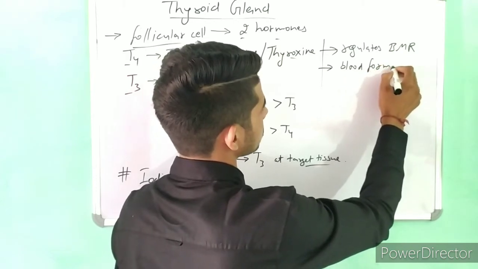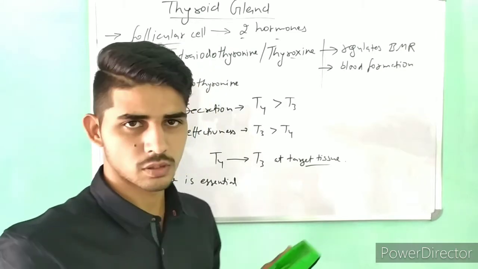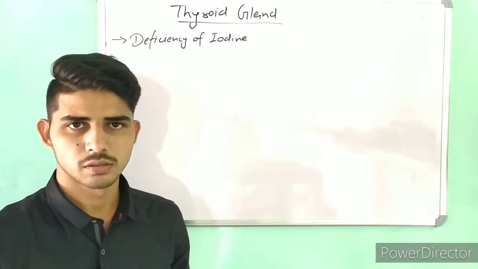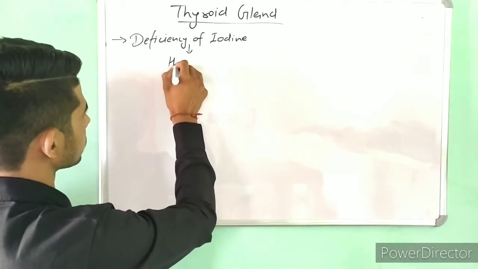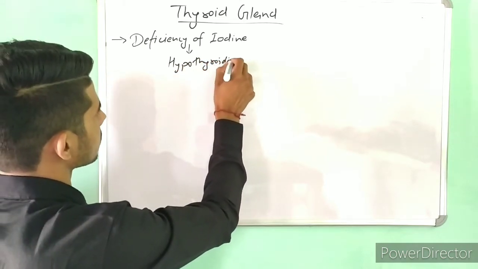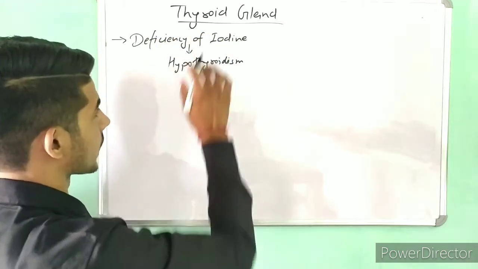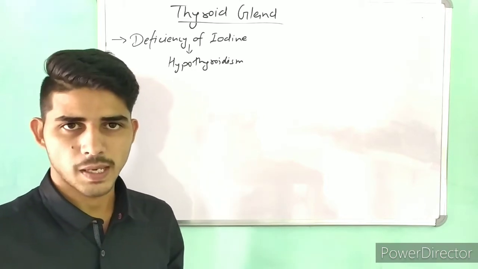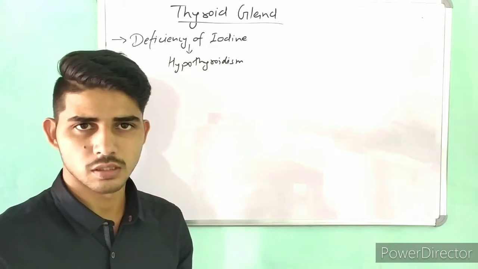Blood formation means the erythropoiesis process. Now, deficiency of iodine in the blood causes hypothyroidism. Hypothyroidism is a condition in which there is low secretion of the thyroxine hormone by the thyroid gland. Due to low secretion, it causes abnormalities or diseases in the body.